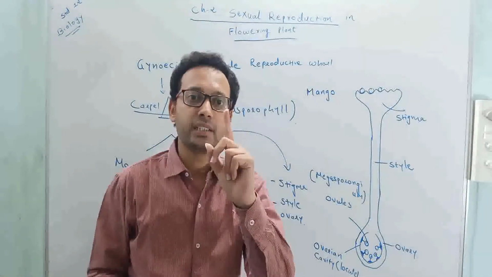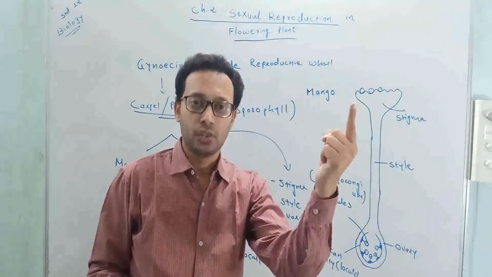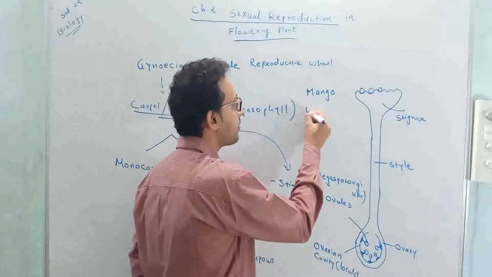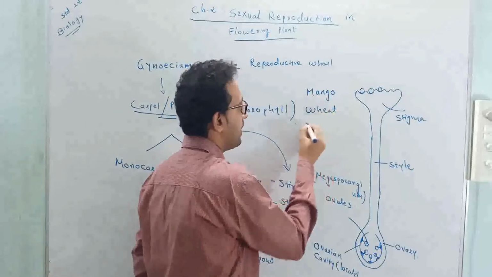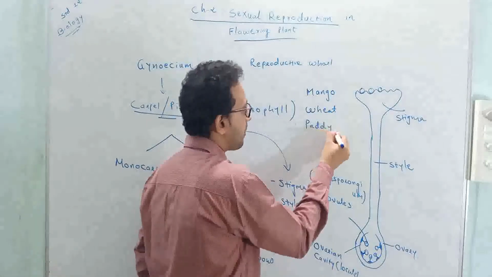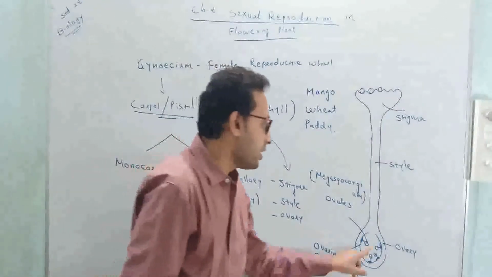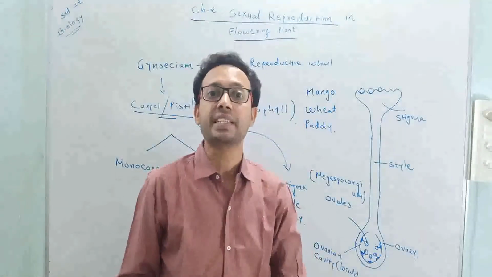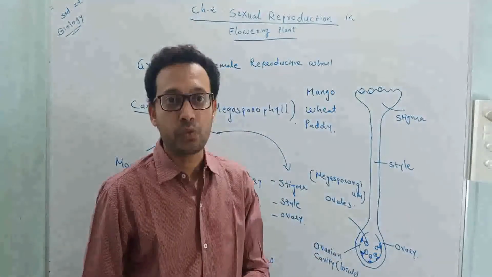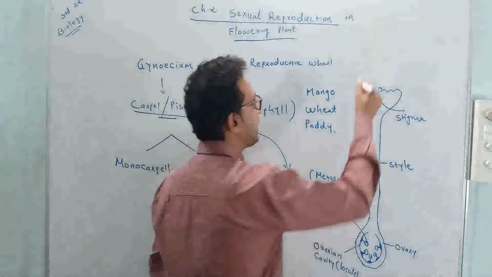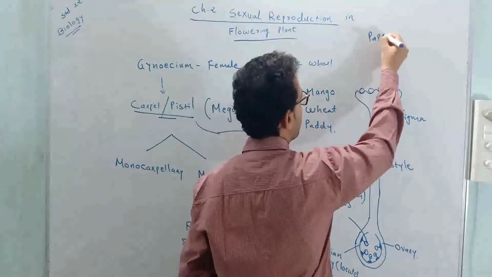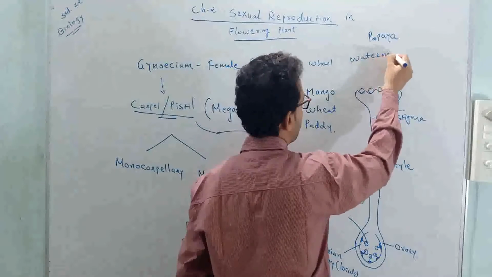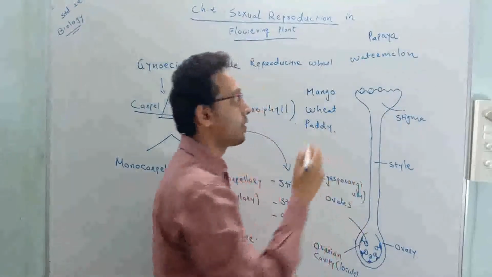Why does it have only one seed? Because it has only one ovule. So this is a mango plant, it has only one ovule. Next, wheat. Next, paddy. These are the examples in which the ovarian cavity possesses only one ovule, and hence they only have one seed. Now there are also examples which have many ovules. Like for example, papaya, or a second example, watermelon.